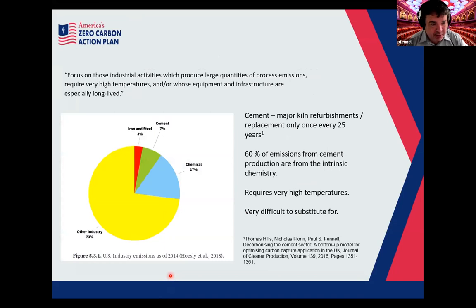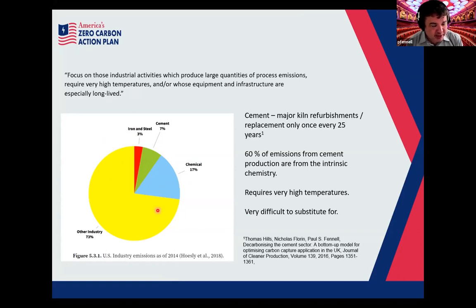So the Zero Carbon Action Plan stated at the beginning that it would focus on industrial activities such as iron and steel and cement, where there are large quantities of process emissions which require very high temperatures, because sometimes those are difficult to get to without combustion-based systems. You can see here the split for the US. There's a similar split for the UK, with a lot of different industries making up the majority of emissions, but sizable chunks come from iron and steel, cement, chemicals, refining, that sort of stuff.